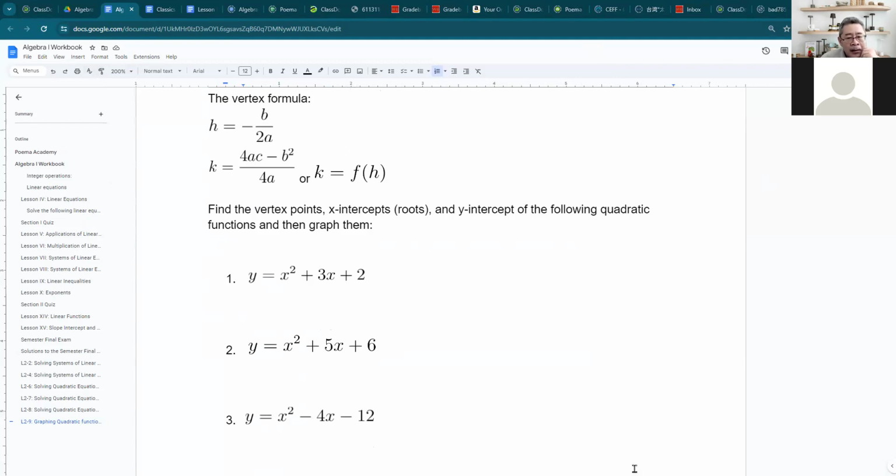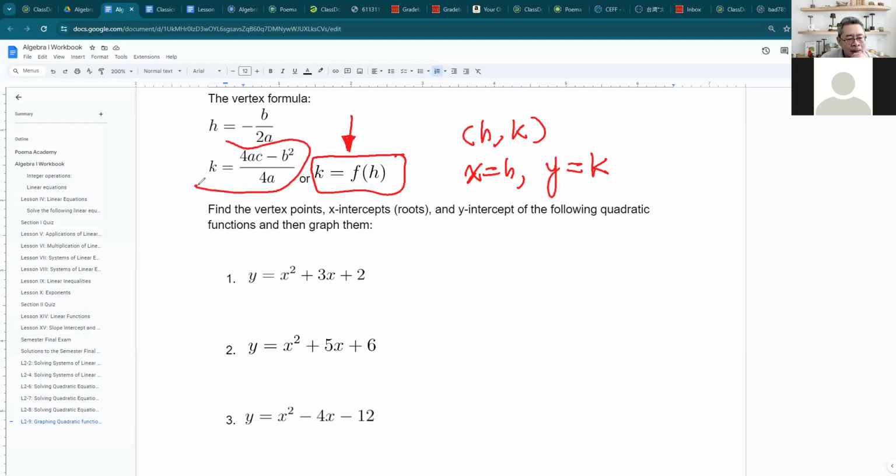And here I give another way to find the k, by plugging h into the function. Because that's basically what the point is: h comma k. So if x is equal to h, then y is equal to k. So that's why we have that. Typically this is a lot easier than using this.